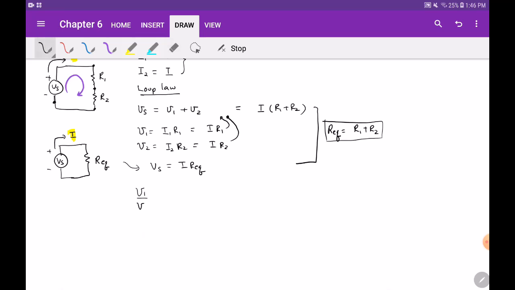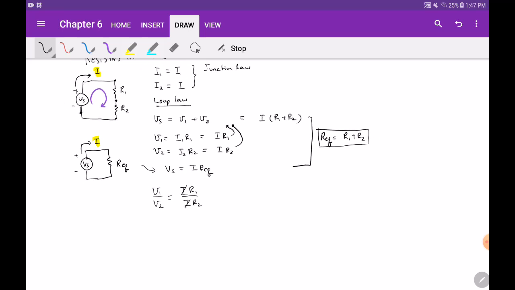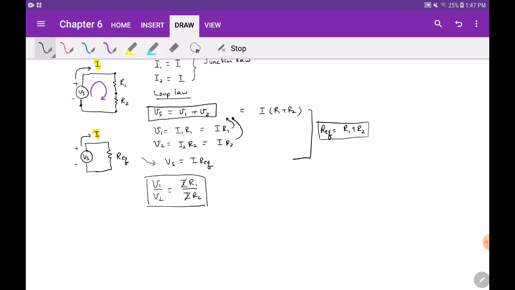Your V1 over V2 is I times R1 divided by I times R2. Okay, and the I's cancel. So it says voltage drop has to be proportional to the resistor values. So what does that mean? We have two equations: they have to add up to the total source voltage, and they have to split in a way that is proportional to the resistor values. So these two equations give us something we can use for a shortcut.